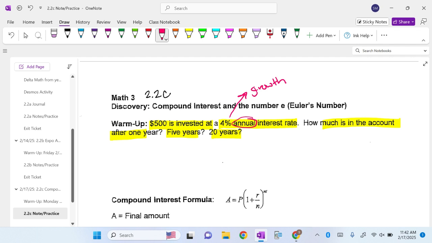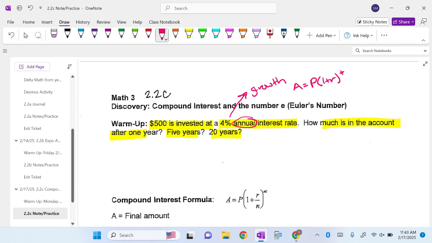This is 2.2a. Look back at your notes if you need to. Who remembers the formula for growth? Right. So your accumulated value is equal to your principal or your initial value times 1 plus r, which is your rate of increase or decrease, all raised to the t power, which is time.